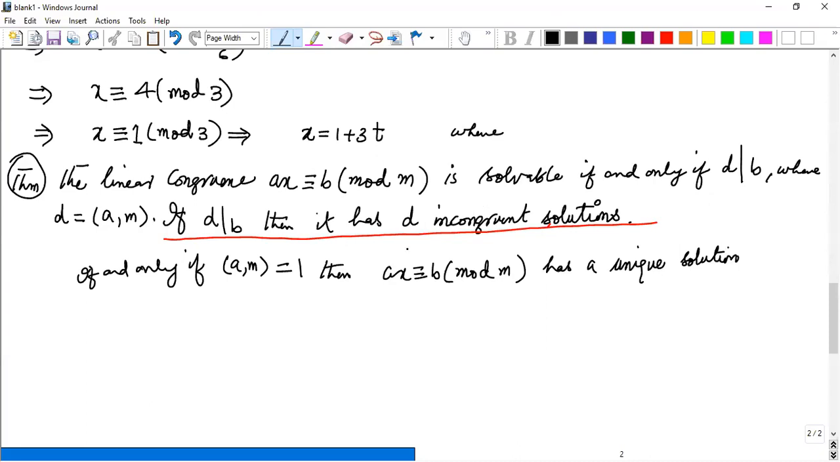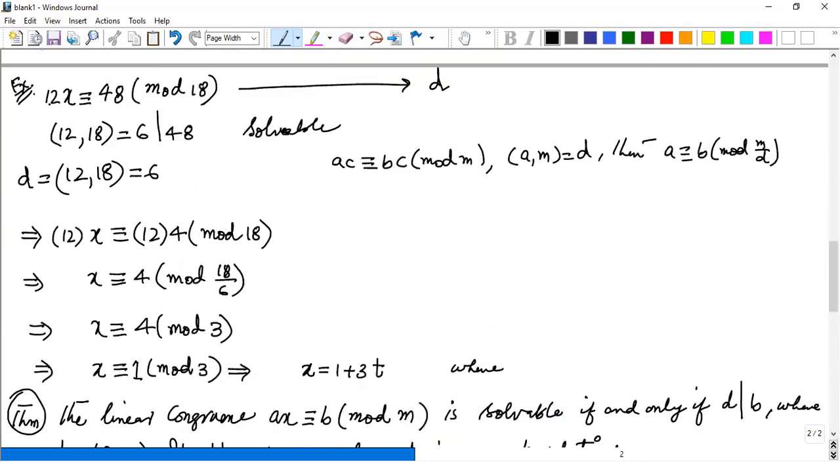Look at the example that we discussed here. It has D equal to 6, so it has 6 incongruent solutions. So what are those incongruent solutions? We take any 6 consecutive values of t.